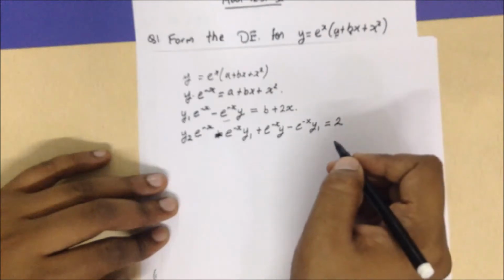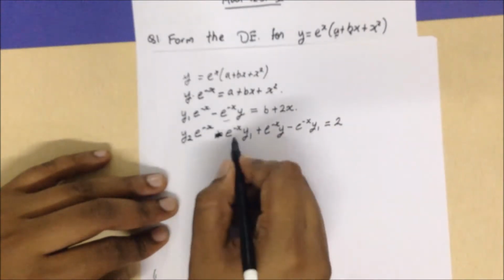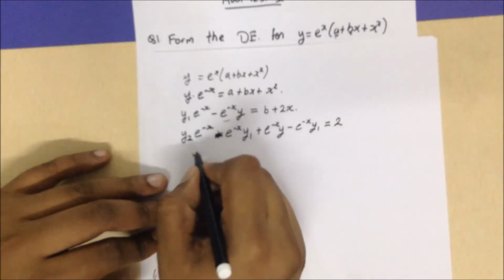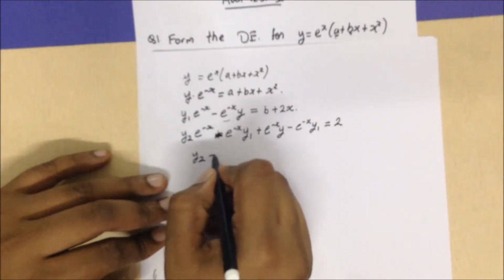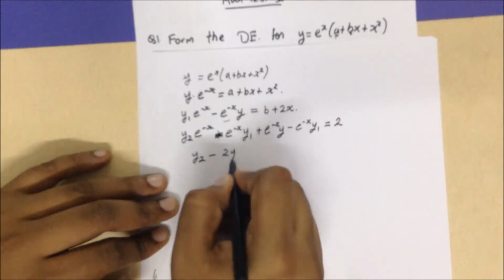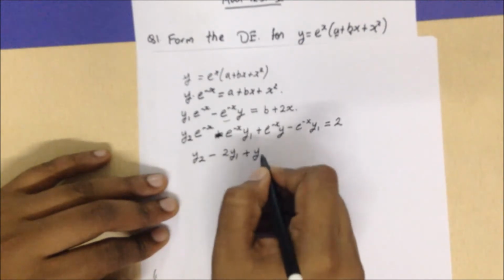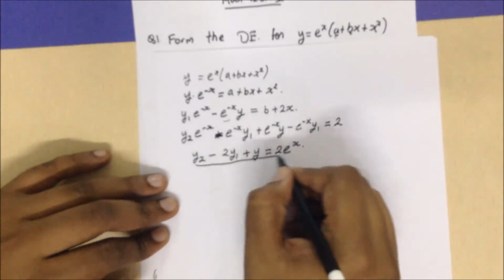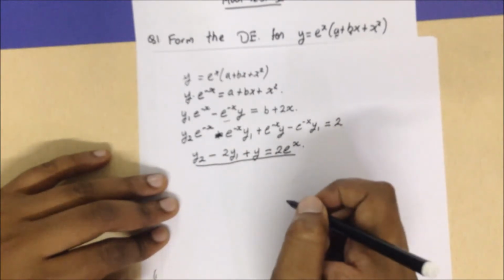going to be 2. Now what you can see is that e raised to minus x is present in every term. You can take that on that side and you'll be getting it as y2 minus 2y1 plus y equals 2 into e raised to x. So you're directly getting the equation, that is your differential equation.